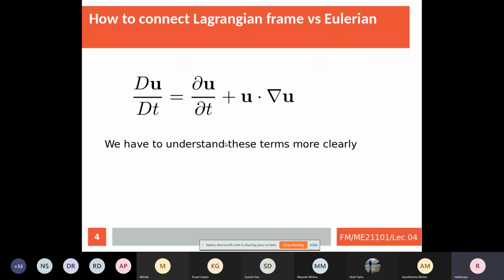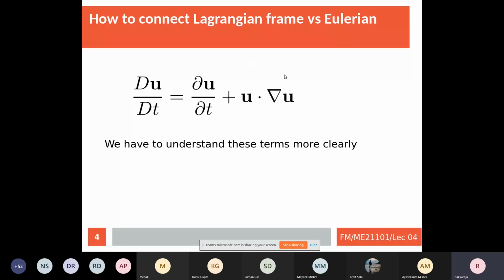Fine. Wonderful. The way these two things are connected by this relation, it looks a bit complicated. What is this capital D by dt? What are these partial derivatives? What is this gradient operator? What is this u in bold? These things require a little bit of understanding. That is what we are going to look at. And in most of our fluid mechanics courses, we work only on these terms. These terms are quite easy to calculate, though they look complicated.